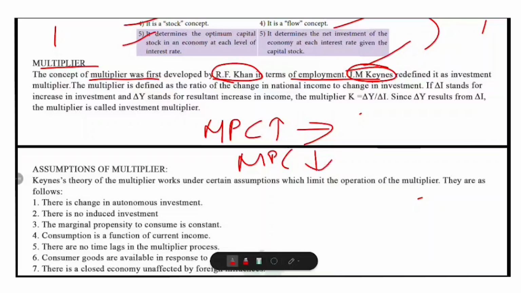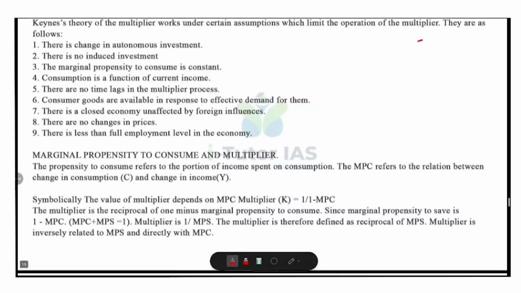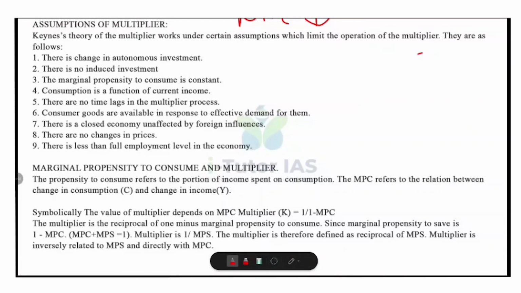Now let's look at the assumptions of multiplier. Keynes' theory of investment multiplier works only under certain ideal conditions, and these are assumptions that make the working of the multiplier simple and predictable. So let's go through them one by one.